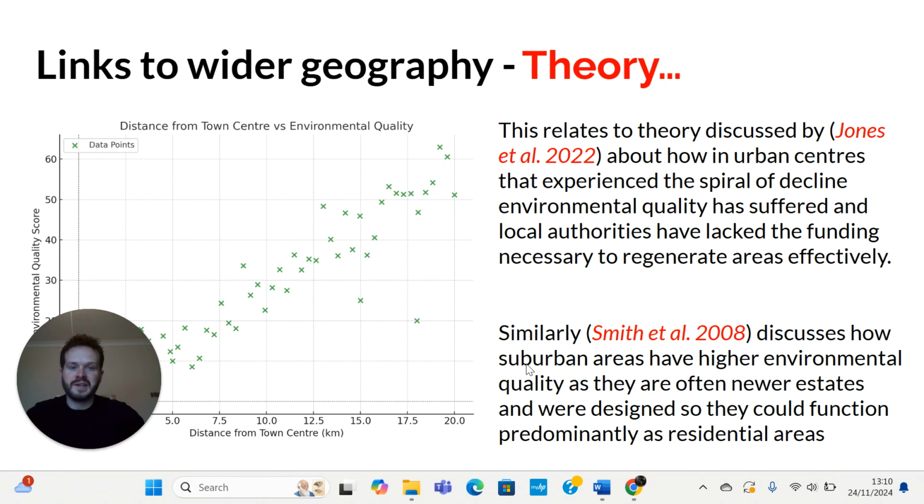Either way, you are linking to theory, and if you're using fresh theory, that just shows the person marking it that you're also consulting wider references, and that can only stand in your favor. Okay, so that is right now.